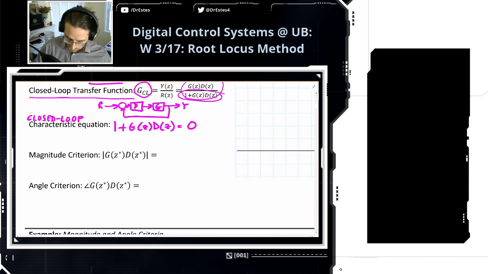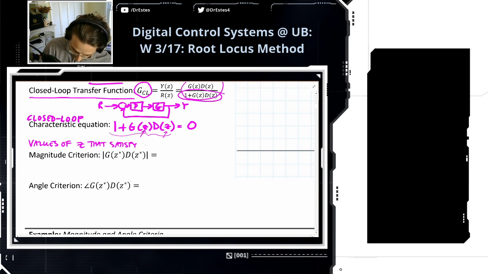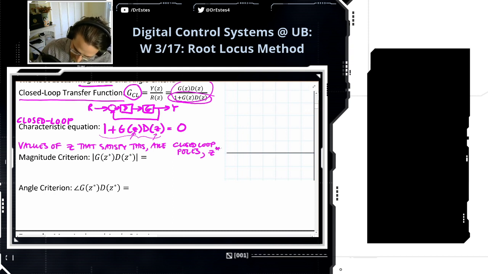Okay, so if you plug a value of z into the characteristic equation, this is only going to evaluate to zero if z is what we call a closed loop pole. So the solutions to this equation, the values of z that satisfy this, are the closed loop poles. And let's call these z star. So they're not any old z. These are specific values of z that if you plug them in here, this expression will be equal to zero.